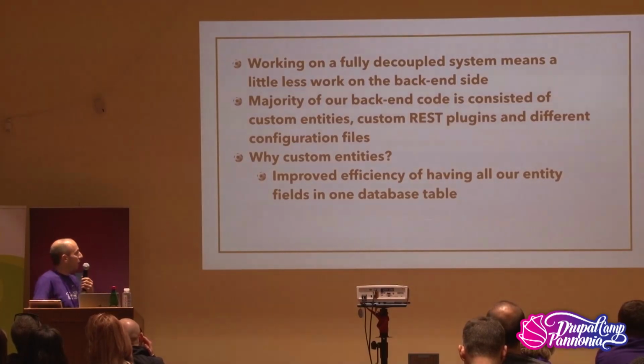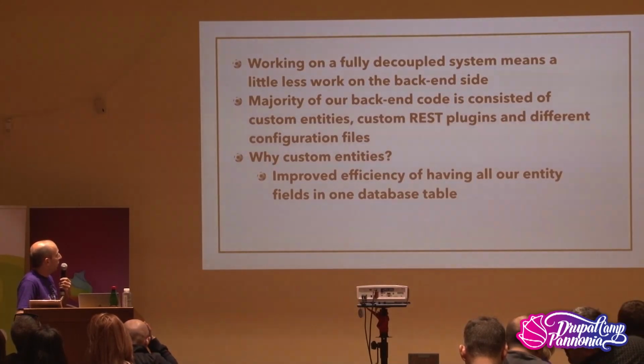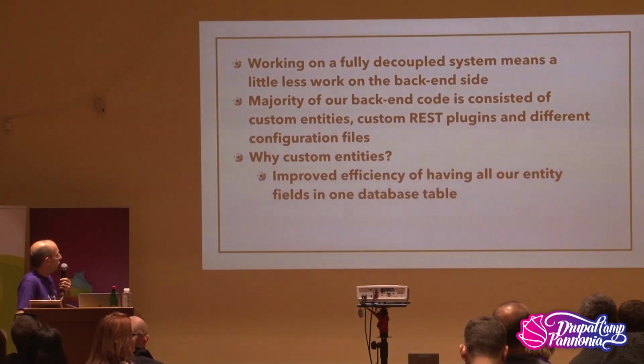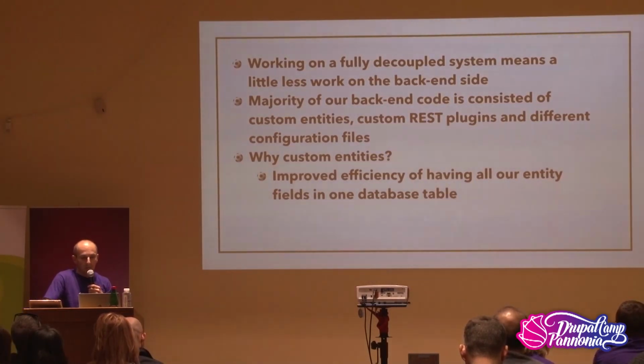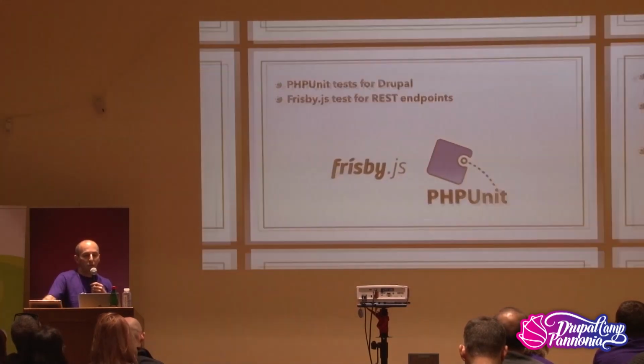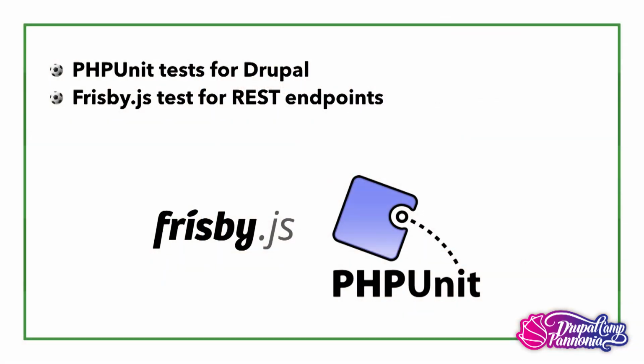So this is one optimization that improves the efficiency of the application. There is a lot of data that is coming in Drupal, so we had to think about that. And basically there is only one more thing that I want to mention on the backend side, and that is tests. We have PHP unit tests for Drupal side, and we are using Frisbee.js to test REST endpoints.